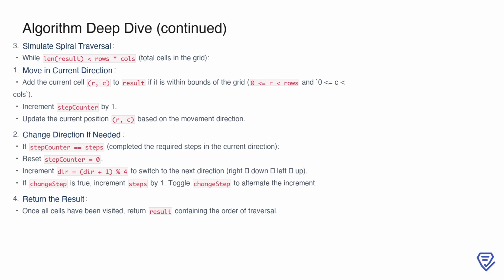If the change step flag is true, we increment the steps counter by 1 to expand the spiral outward. Afterward, we toggle the change step flag to ensure the step increment happens only after every 2 direction changes. When all cells are visited, the result list, containing the traversal order, is returned.